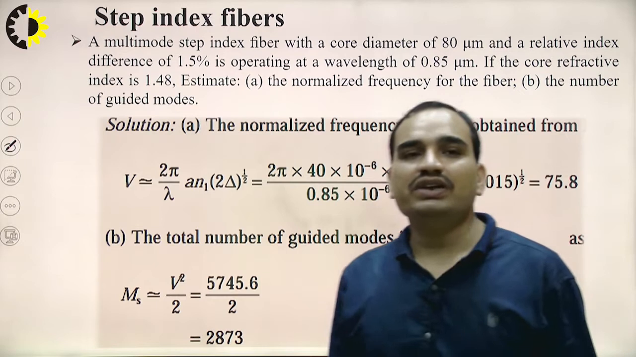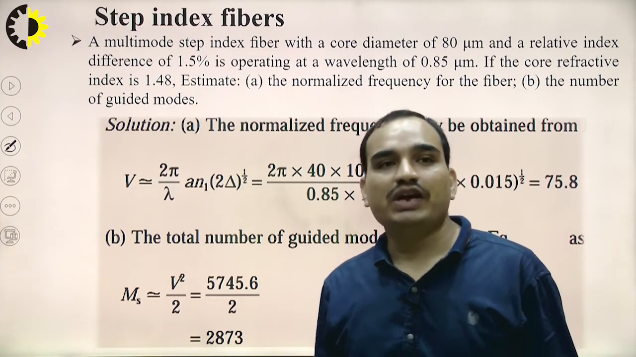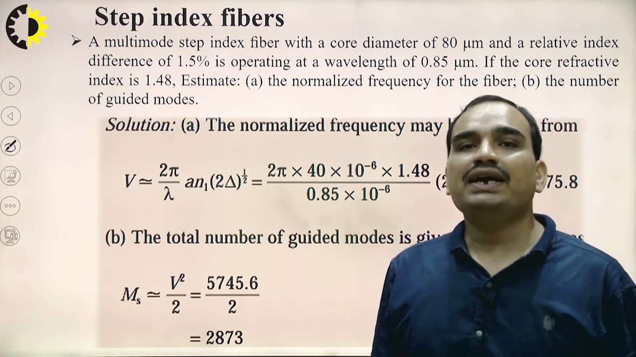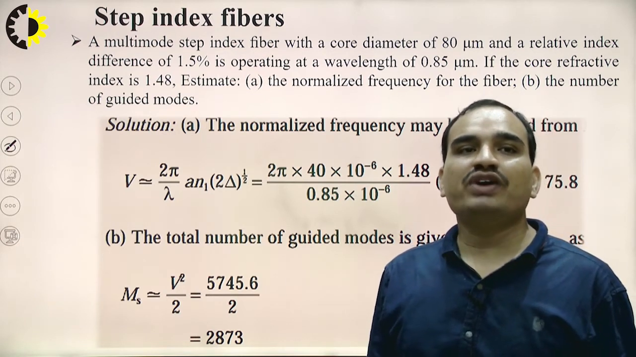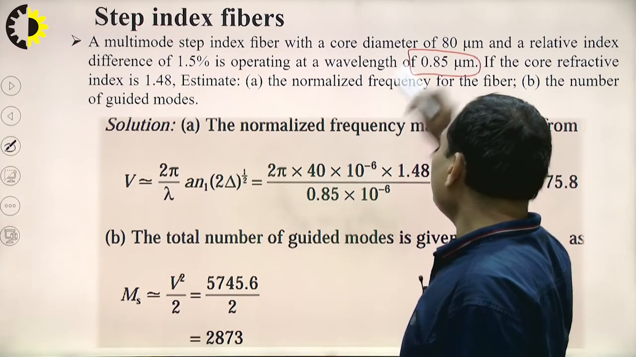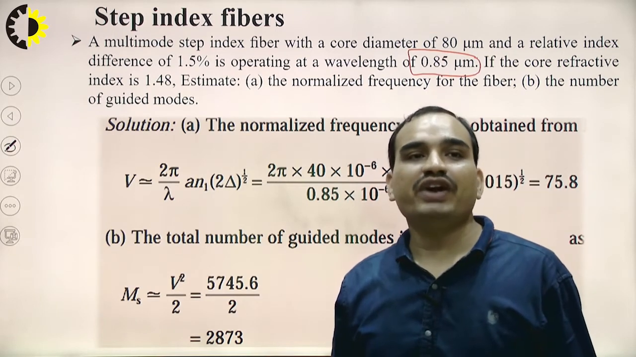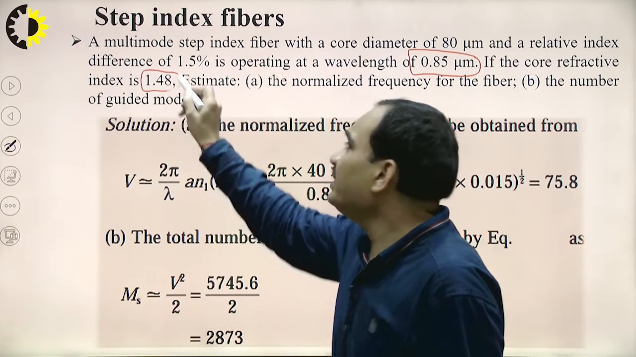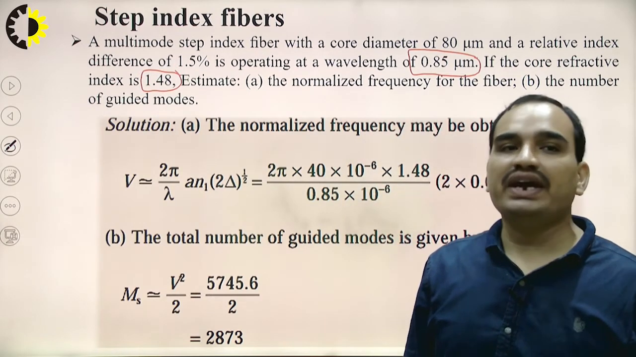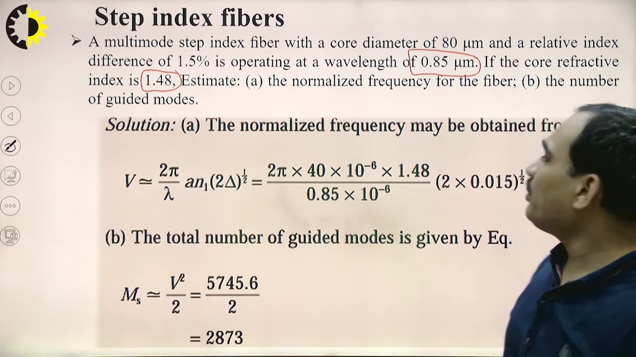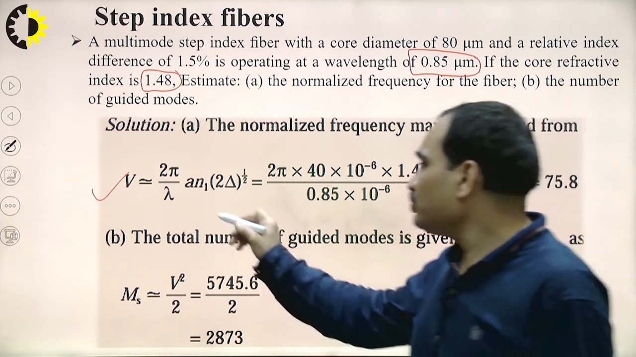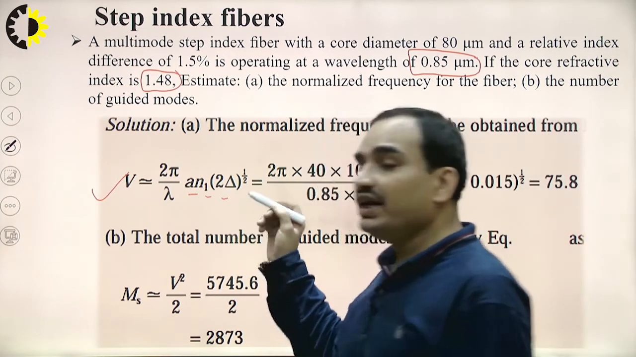So let's consider one numerical based on the stepped index fiber. A multi-mode stepped index fiber with a core diameter of 80 micrometers and a relative index difference of 1.5% is operating at a wavelength of 0.85 micrometers. If the core refractive index is 1.48, estimate the normalized frequency for the fiber and the number of guided modes. So normalized frequency may be obtained from the V number, that is given by 2 pi by lambda times a n1 times the square root of 2 delta.